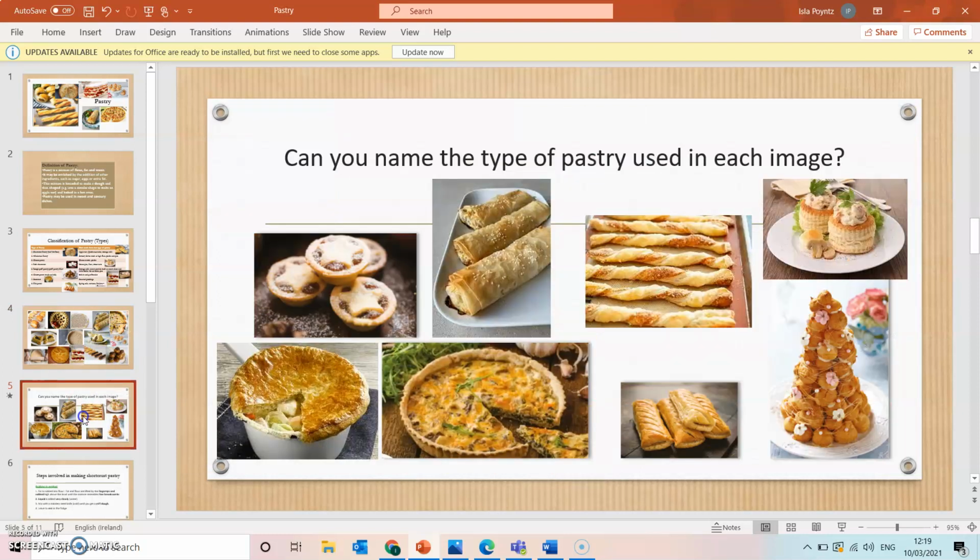Okay, so can you name the type of pastry used in each image? So here we have mince pies, spring rolls, cheese straws, vol au vents, a profiterole tower, profiteroles, sausage rolls, quiche Lorraine, and a pie. Okay, so you can have a go at those.